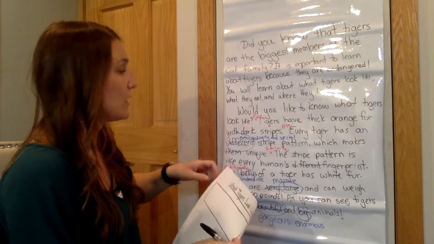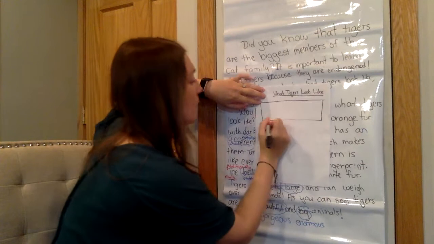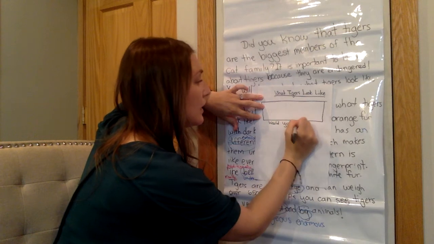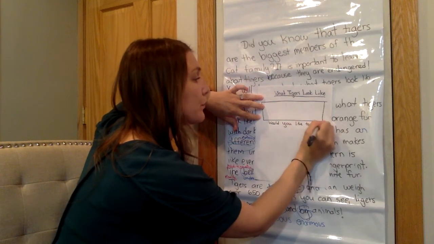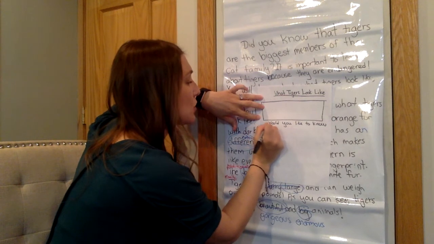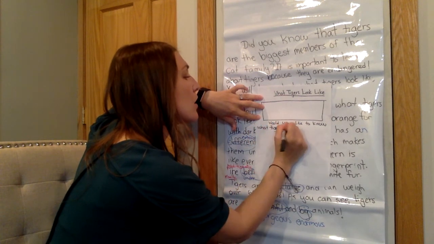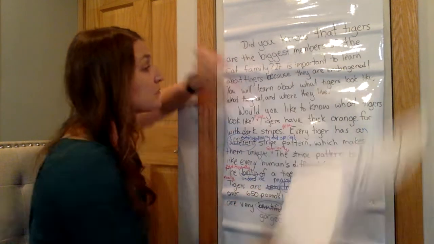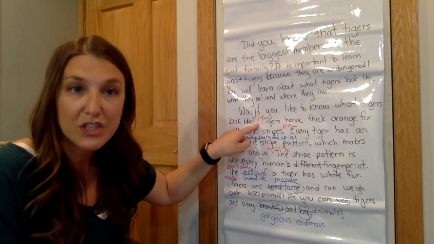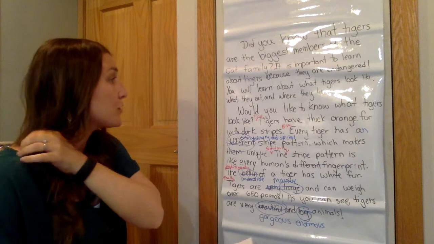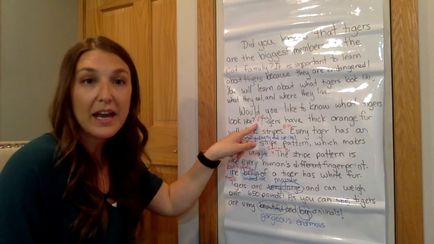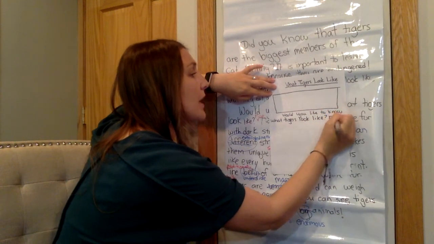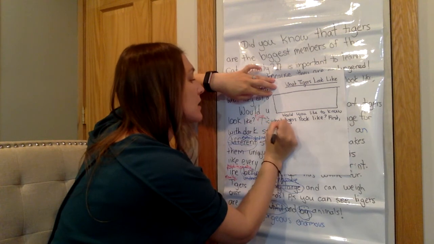Would you like to know what tigers look like? Use my finger indent. Would you like to know, coming back to the beginning of the page, what tigers look like? Question mark? See here, I have one of my revisions where I added in a first or a transition word. I'm going to make sure that I copy that over. First, comma, now tigers will be lowercase.